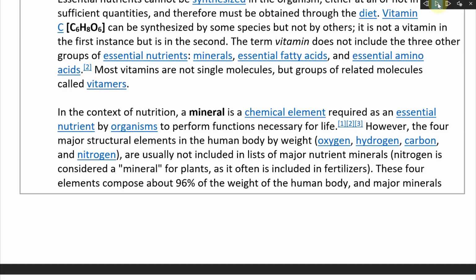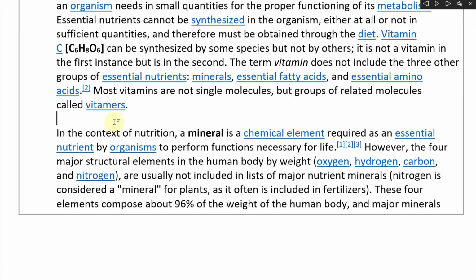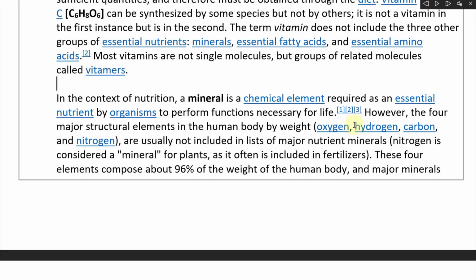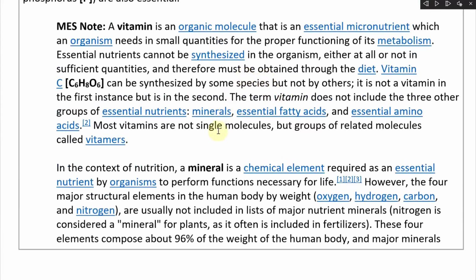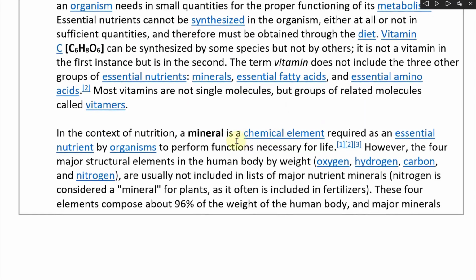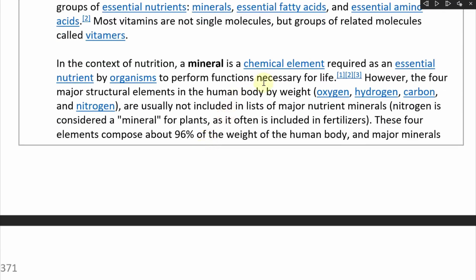Vitamer. All right, let's continue further. In the context of nutrition, a mineral is a chemical element required as an essential nutrient by organisms to perform functions necessary for life. So this is the other type of essential nutrients, the minerals, as opposed to vitamins. Basically, vitamins don't include these.